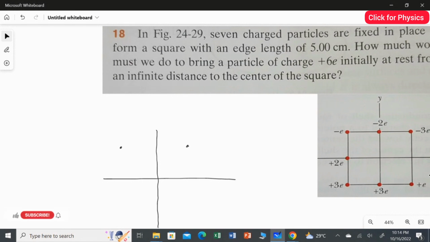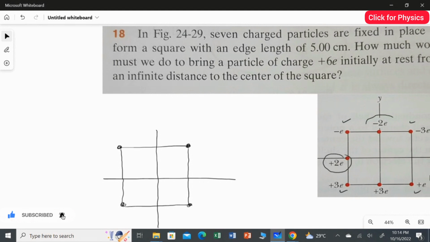1, 2, 3, 4. So exactly form like a square. Okay. So here, if you see the picture, if you see the figure, you have 7 charged particles, and if you see this picture clearly, you have some charges in the corner and you have some charges in the middle.